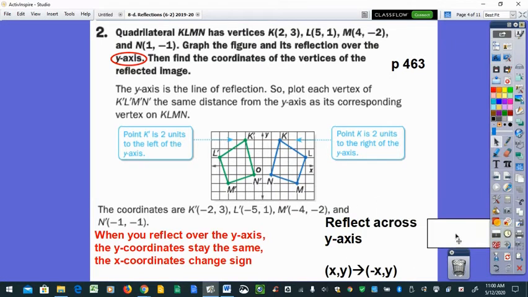So when you reflect across the y-axis, this time the y will stay the same, but the x will change sign.